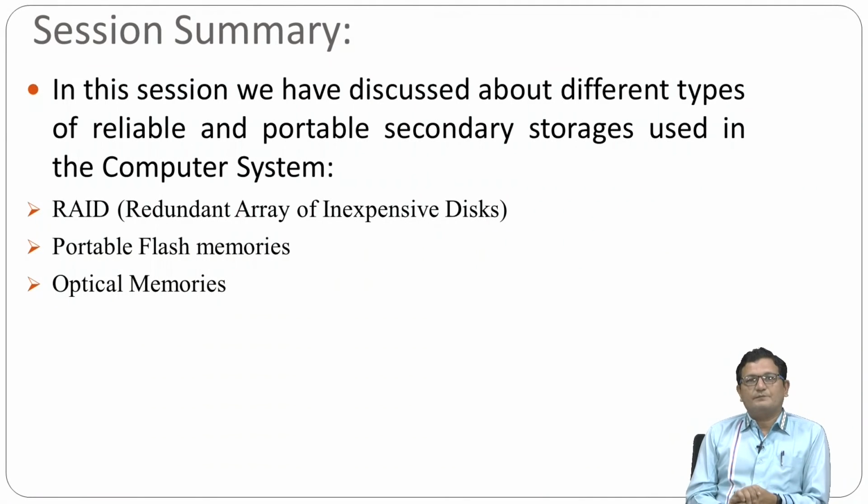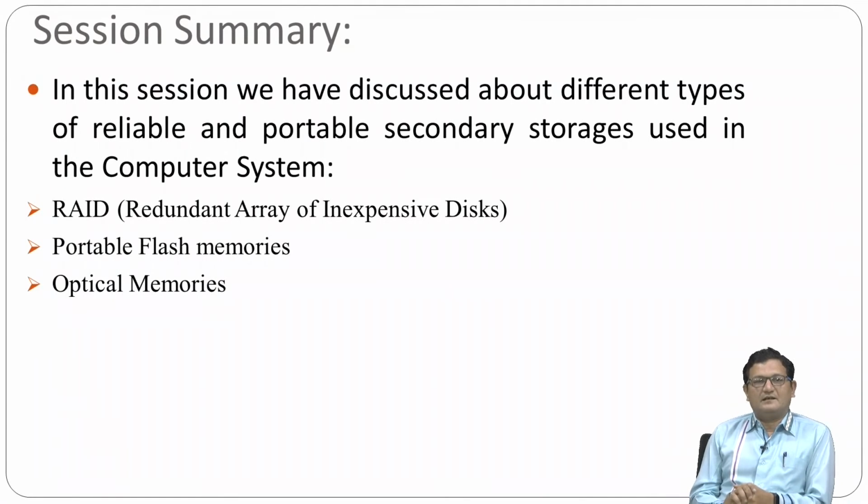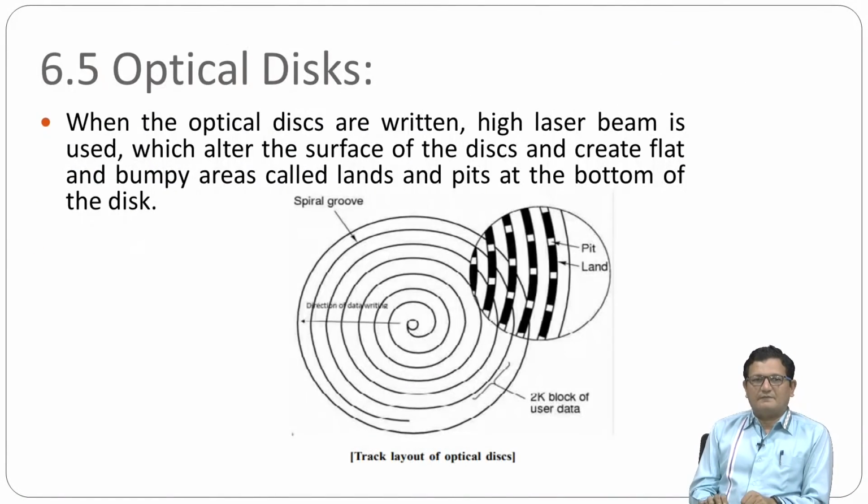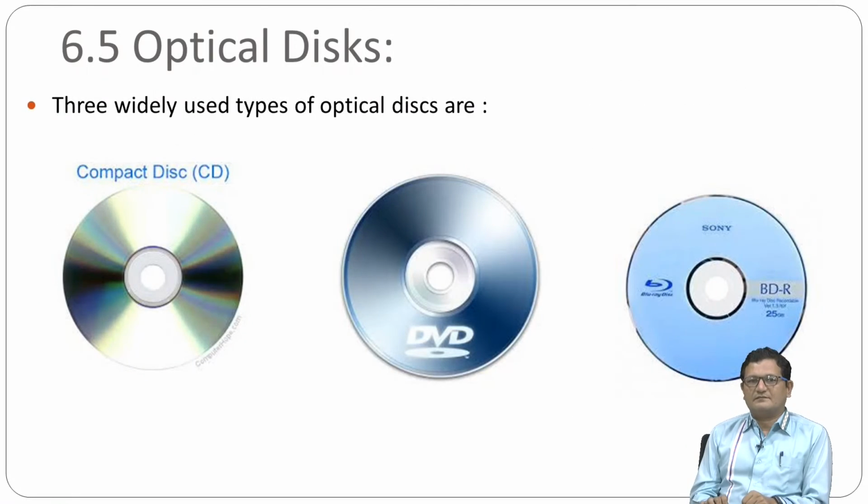Okay, so in this particular session we have focused on optical memories, and how many types of optical memories there are. Mainly there are 3 types of optical memories. The first is CD, compact disc, CD-ROM. The second is DVD, and the third is called Blu-ray disc.